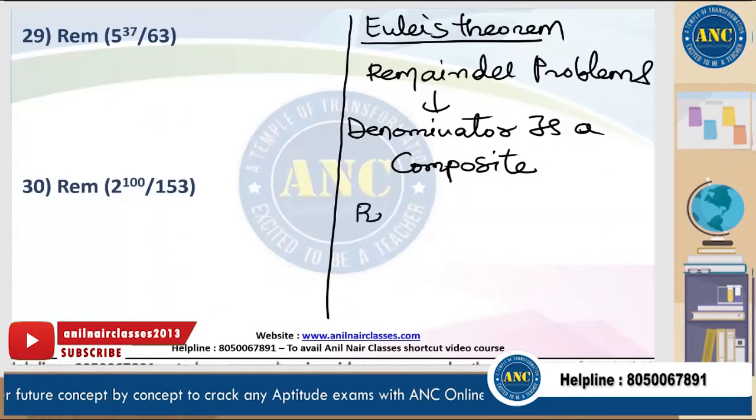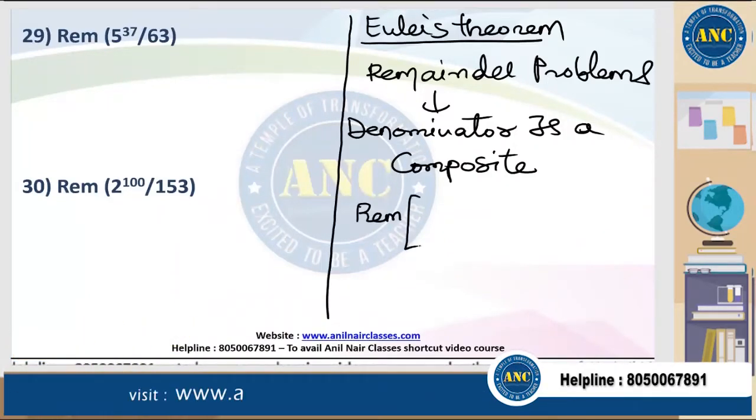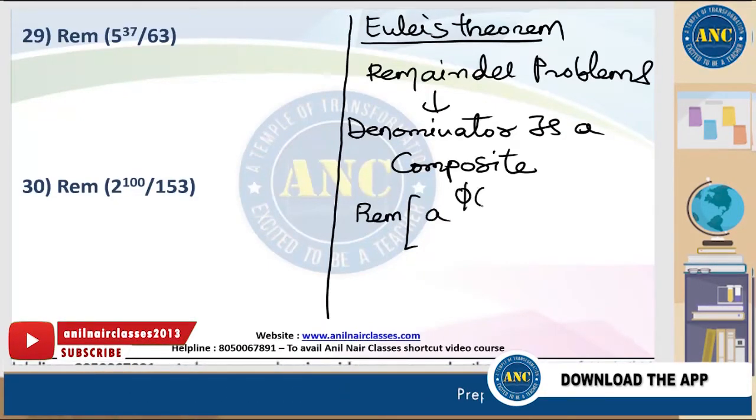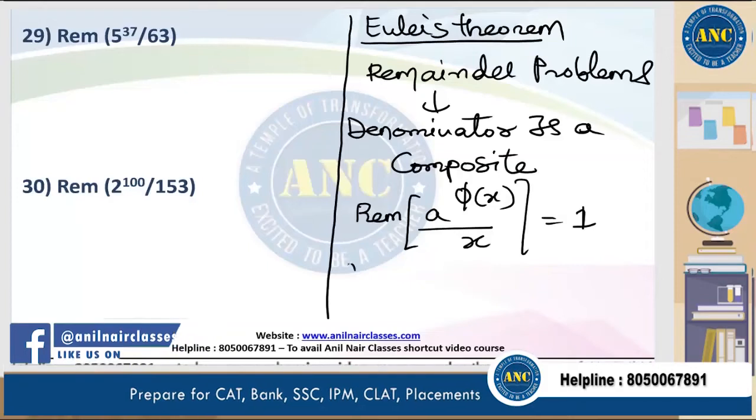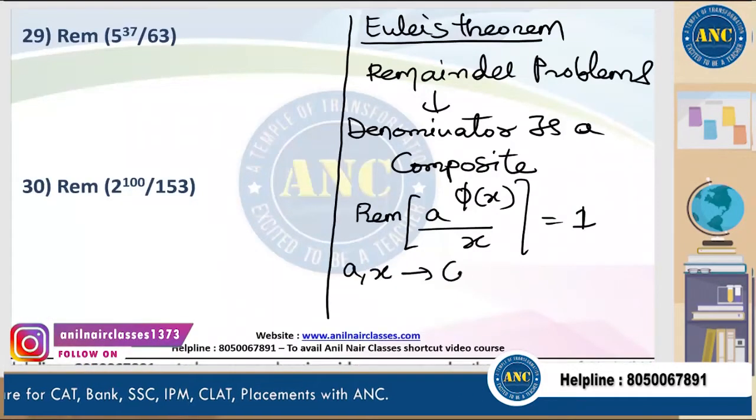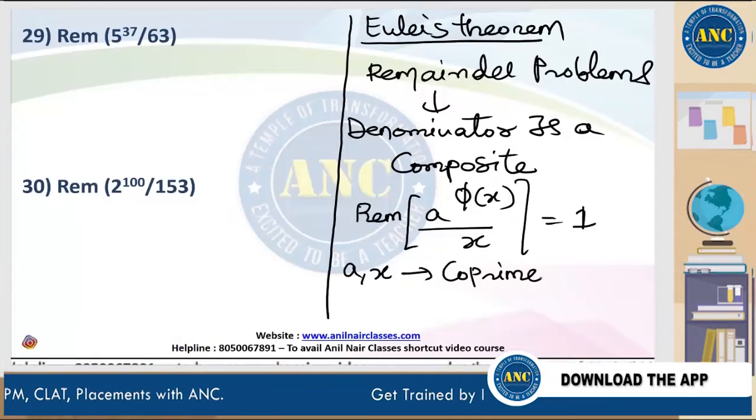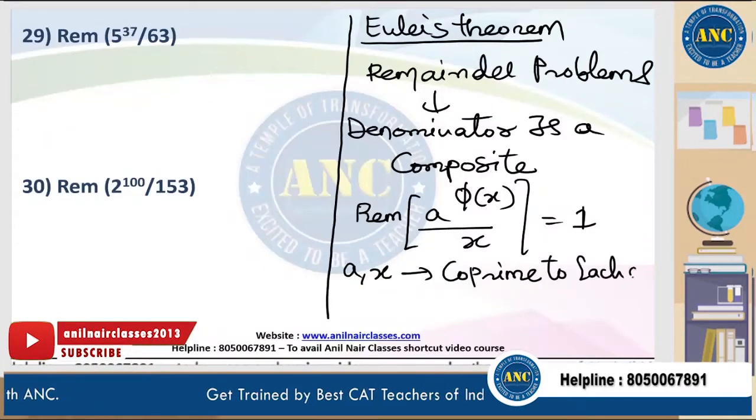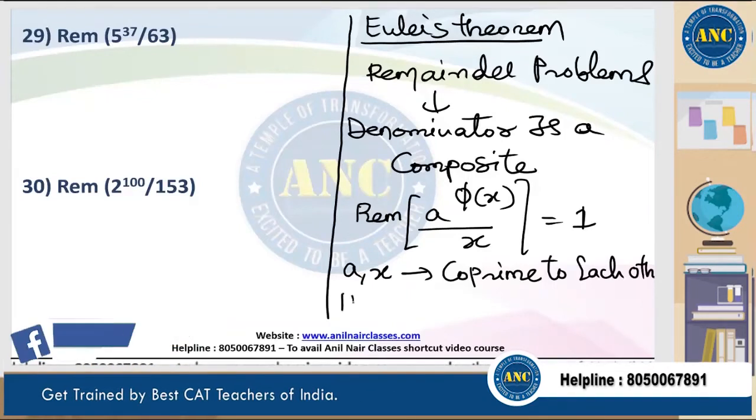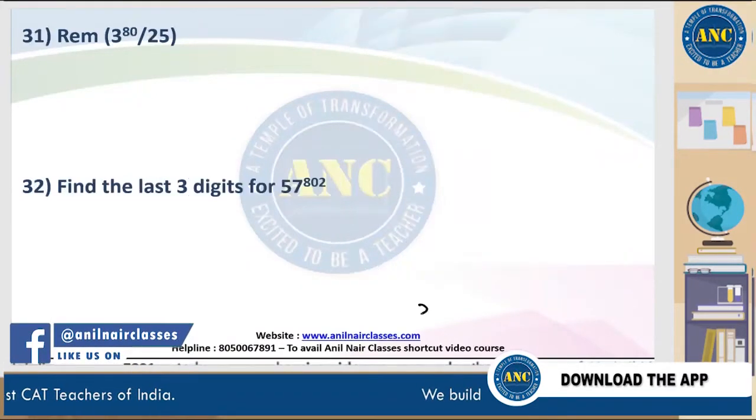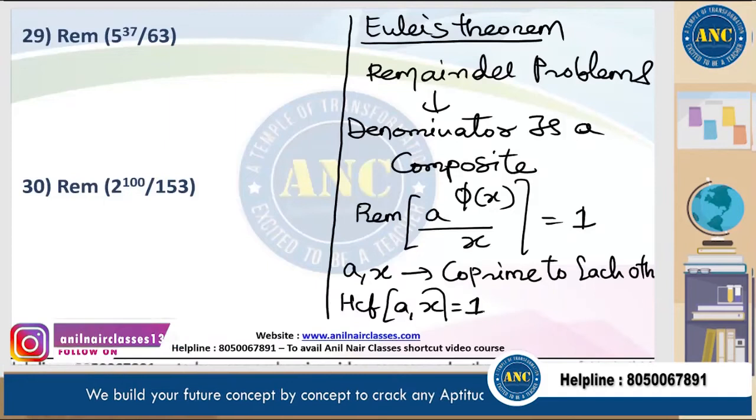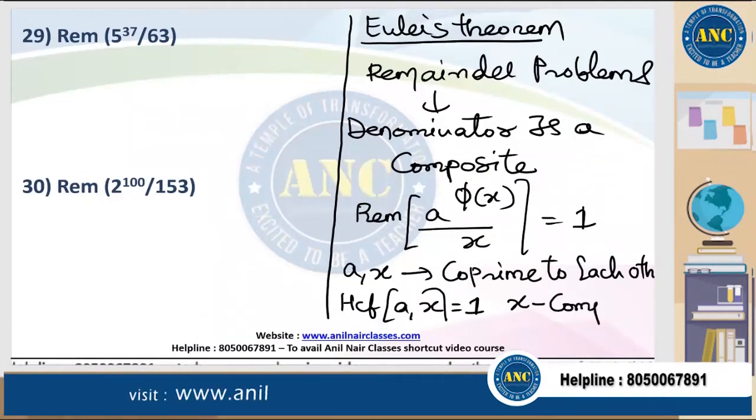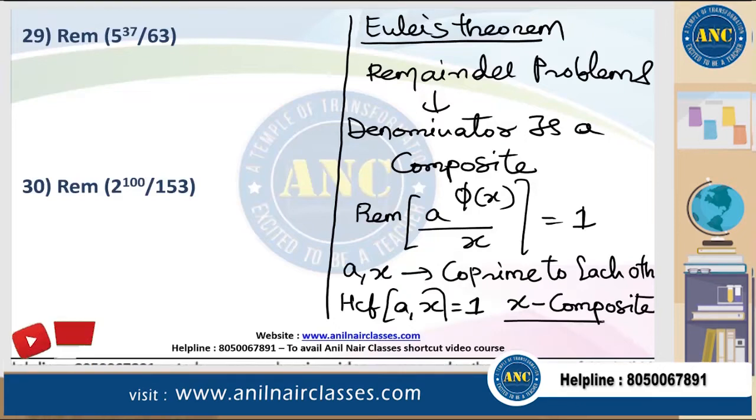The theorem suggests remainder a power phi of x by x is equivalent to 1. A and x should be co-prime to each other. First write down this, then I'll explain. A and x are co-prime to each other. HCF of a comma x should be 1. Then only the numbers are said to be co-prime, and x is a composite number.